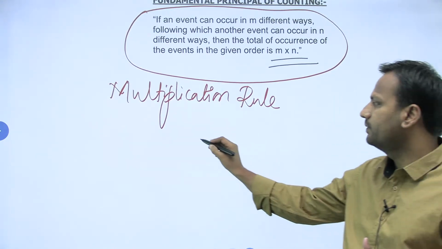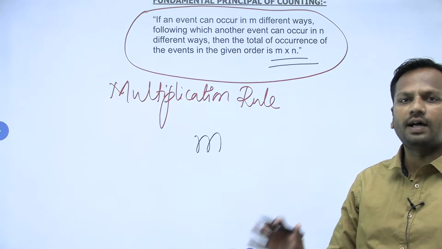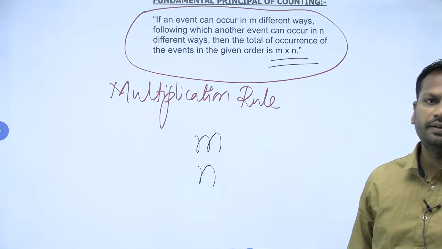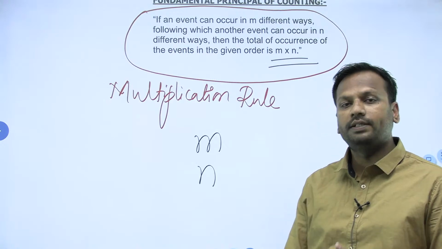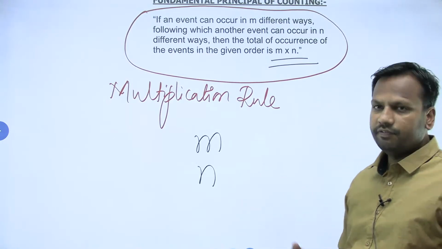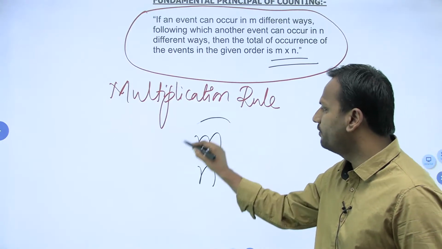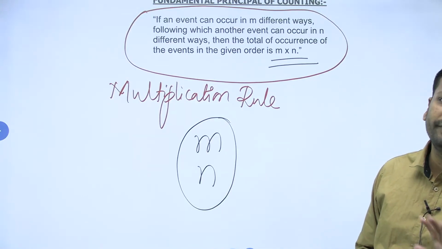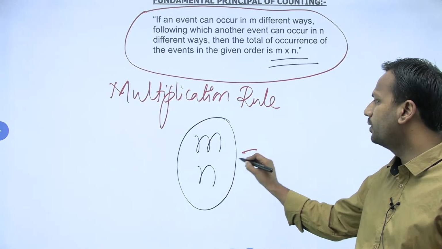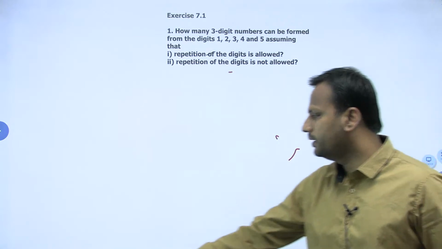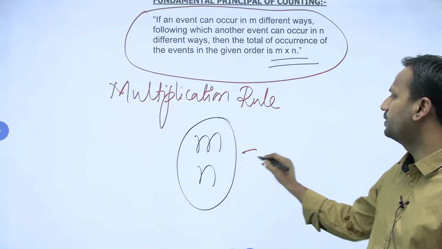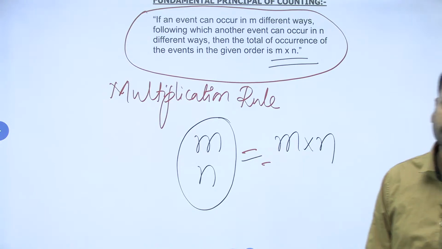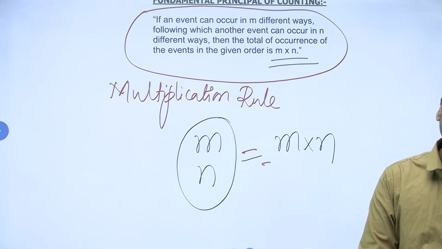What actually it says here: if one of the events, that is one of the tasks, is occurring in m different ways, and another event, another task, is occurring in n different ways, then the total number of events together, the simultaneous occurrence of these two events together, is given as what here? m into n ways. It is given as m into n ways. Got it? So this is what the multiplication rule says, right?